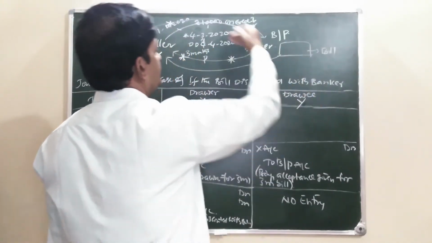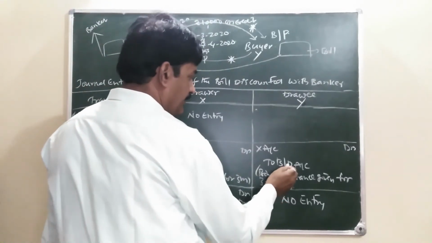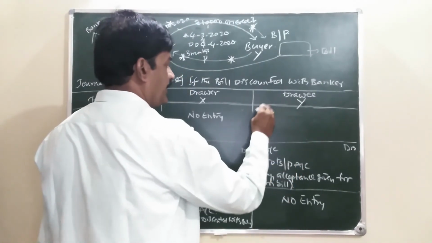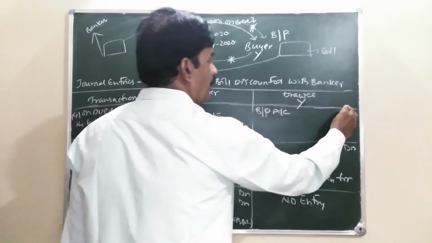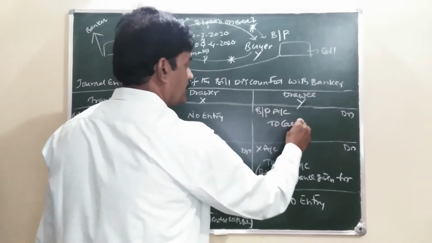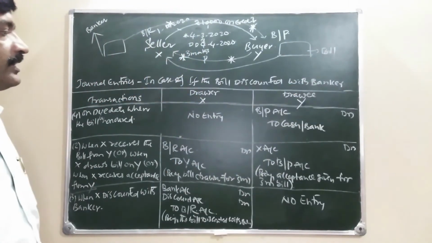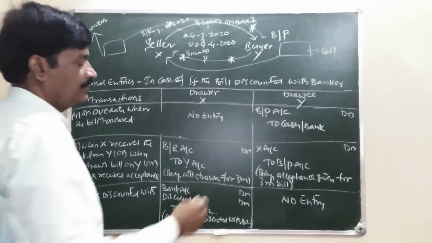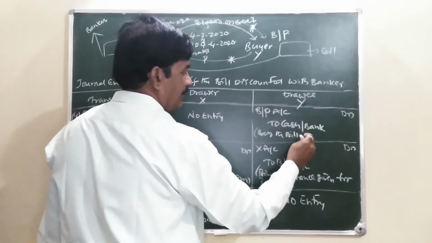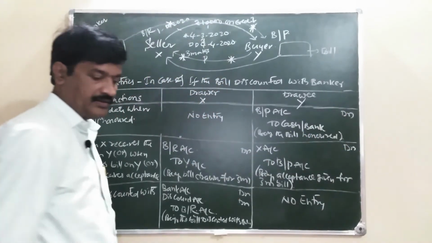Then the buyer is paying the money to the banker. So in the second entry, bills payable, a liability, shows a credit balance. Now we are debiting the bills payable account, to what goes out? To cash or bank. Paying the cash to the banker. Being the bill honored. Which bill? Discounted bill honored.